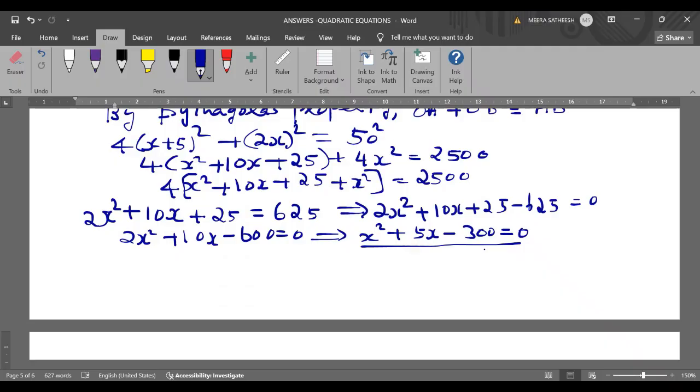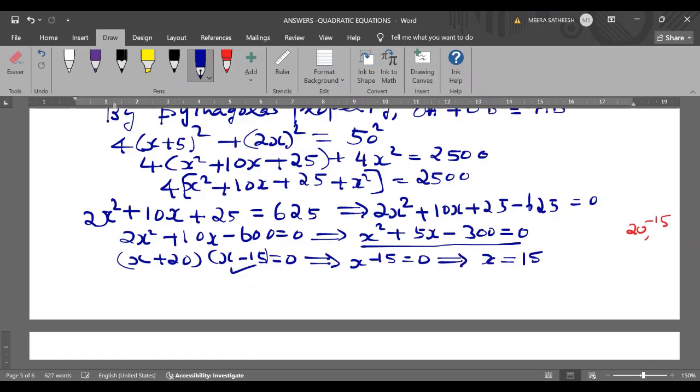Now we need to solve this. So product minus 300, sum 5. So the numbers 20 and minus 15. Product is minus 300, sum 5. So x plus 20 into x minus 15 equals 0. So either x equal to minus 20, that we won't take. So only this we will consider. So x minus 15 equals 0. That means x equal to 15.